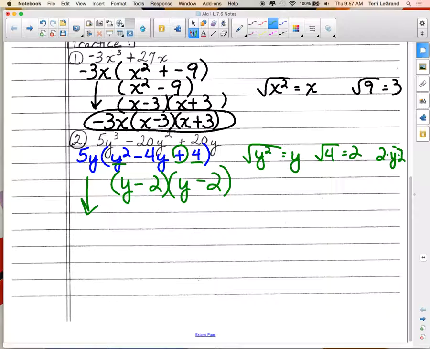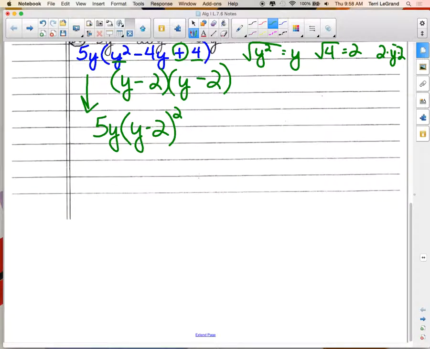Okay, now we have two binomial factors that we have to look and see if we can factor those. So, this is a binomial with subtraction. Is it a difference of squares? No. So we are ready to say the final answer for this one is, and we can write this as a shortcut, y minus 2 squared. It's being taken times itself. So this is our final answer for that.